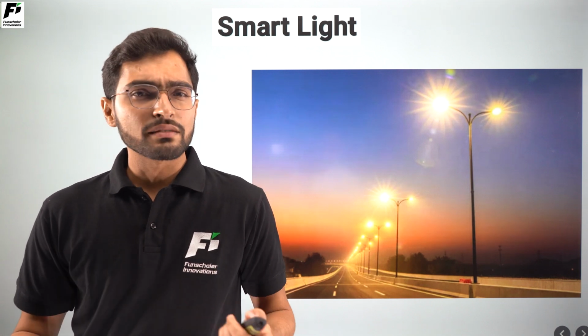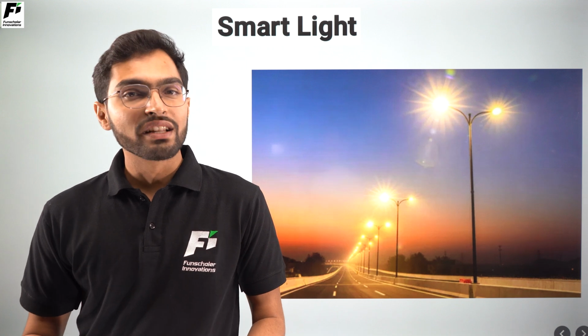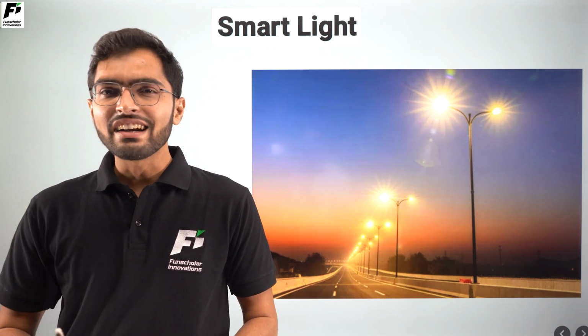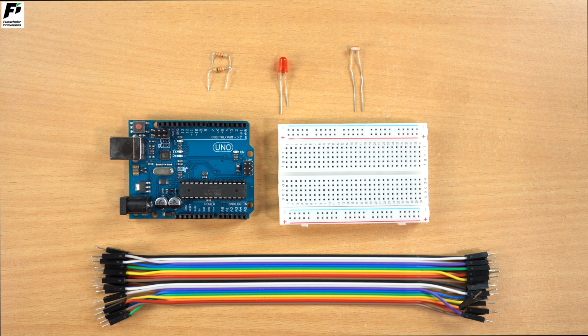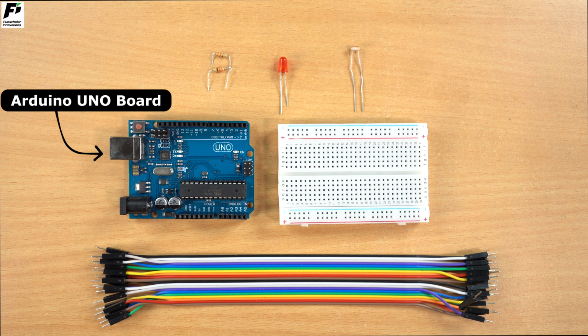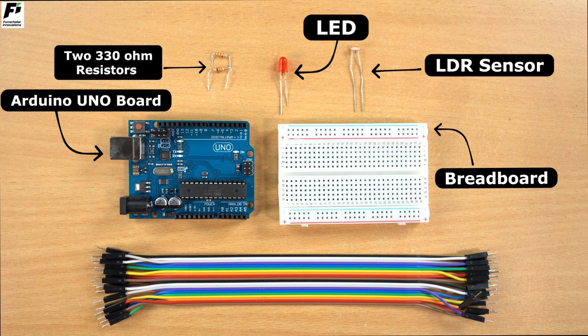Now that we are able to measure the intensity of light in the surroundings, we can use it to create a smart light for us, which will automatically turn on when the light in the surroundings is low. Let's start creating our project. The things that we're going to need for our project are an Arduino Uno board, a breadboard, an LDR sensor, an LED, two 330 ohm resistors, and jumper wires.